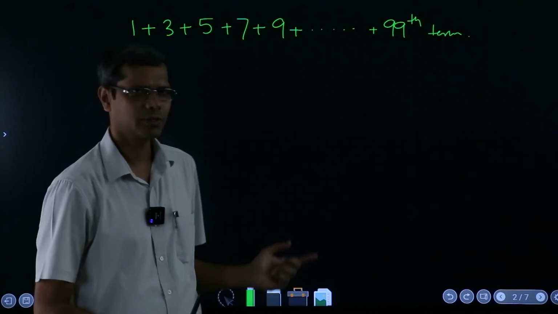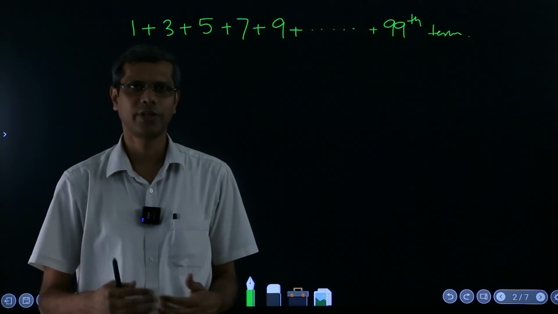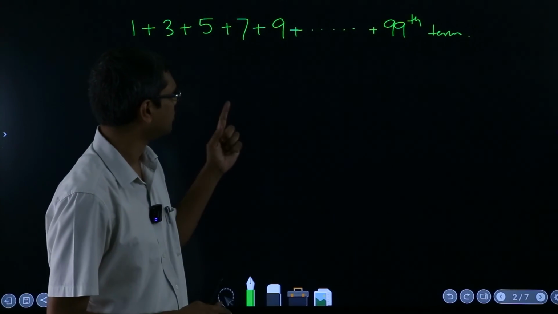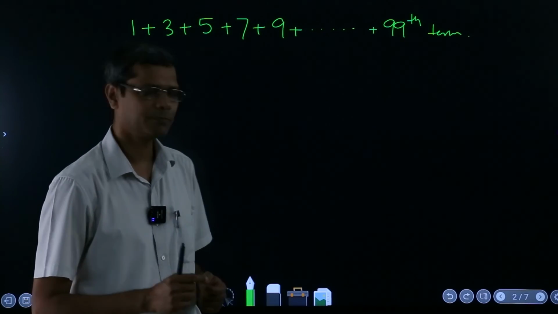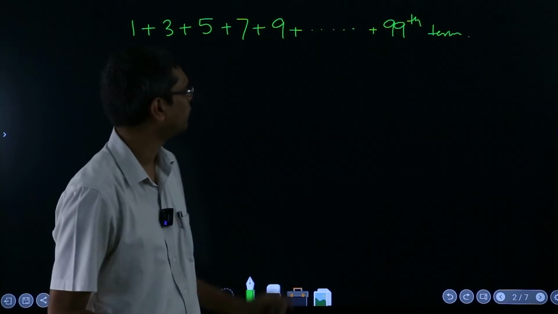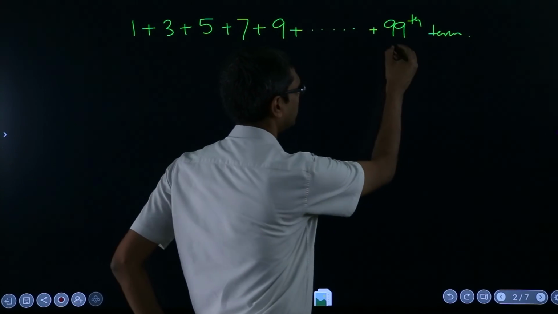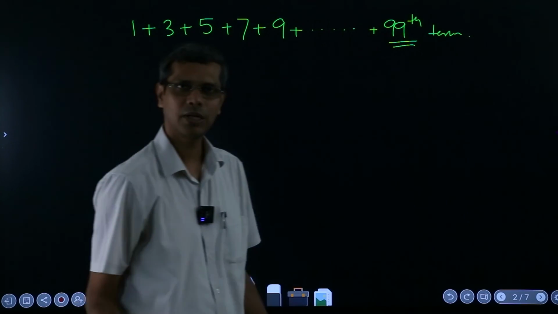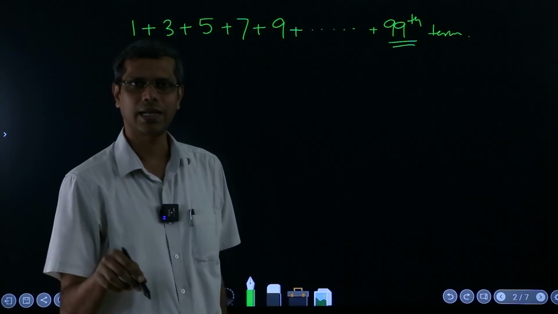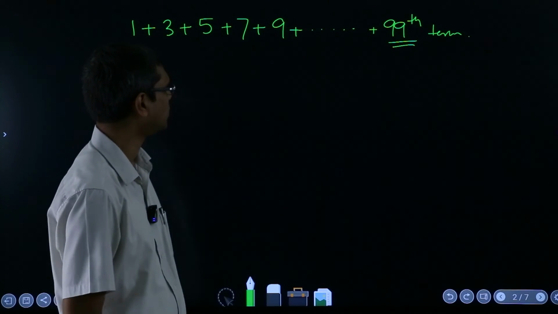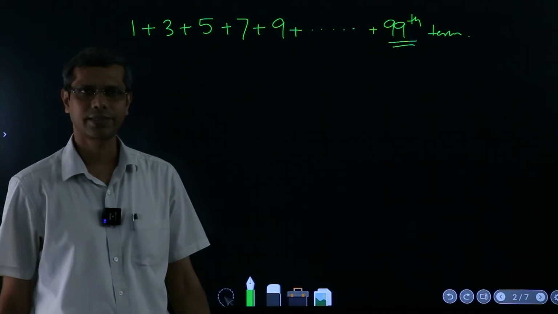I'll break it here, because it's getting longer, beyond 15 minutes. I'll put that as the next segment, because there are a lot of things to be discussed about this point, whether it is the 99th term or it is 99. There will be a little change in thought process. I'll discuss that in the next segment. See you.